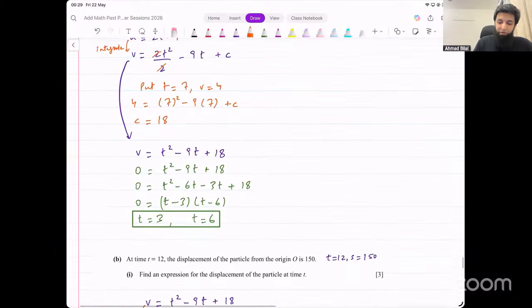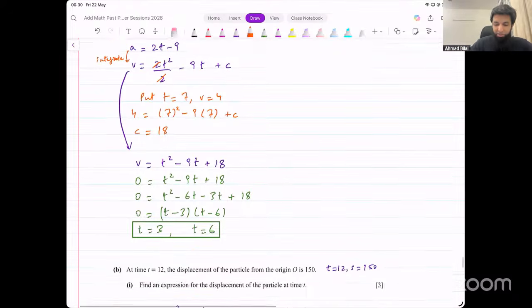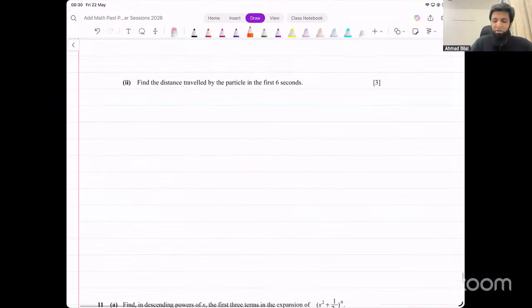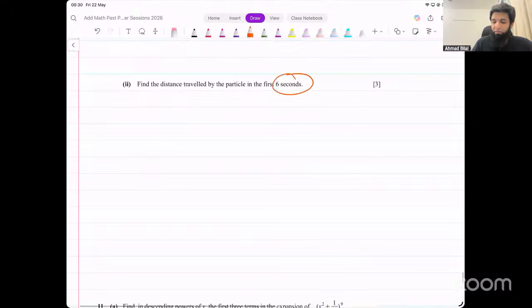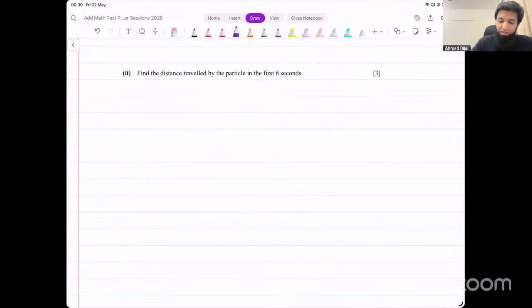They made you find those points in the first part. The time values when velocity is equal to 0. And those time values were 3 and 6. So that means the particle may be changing direction at time equal to 3 and at time equal to 6. Now, time equal to 6 is not important because we're only considering the first 6 seconds. So if it changes after 6 seconds, it doesn't matter. But the 3-second time instant, that is important.